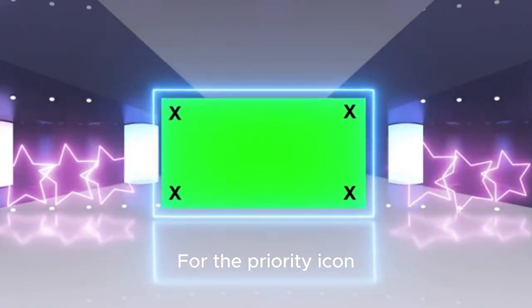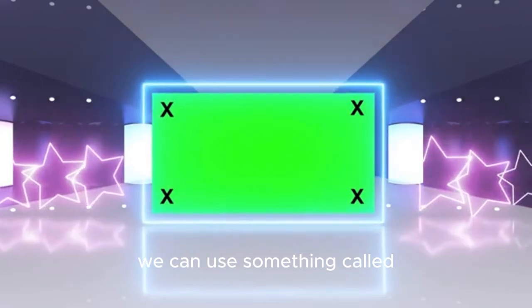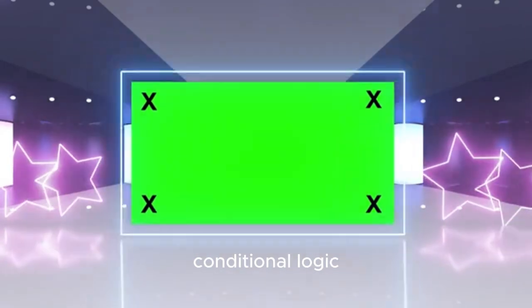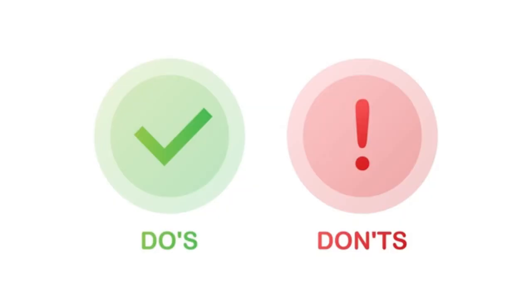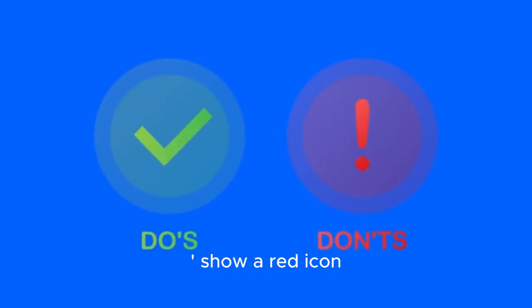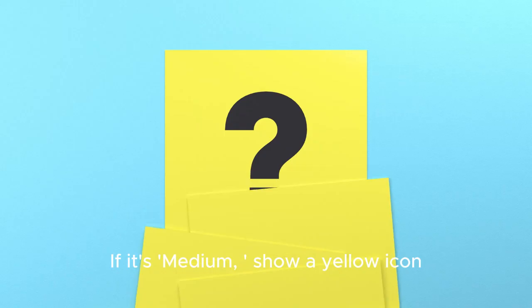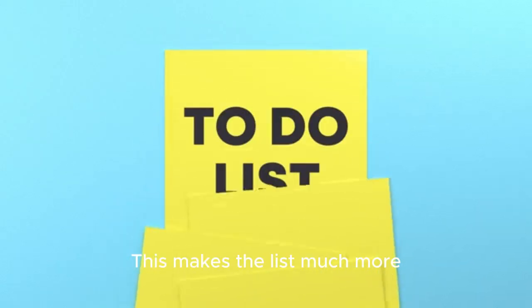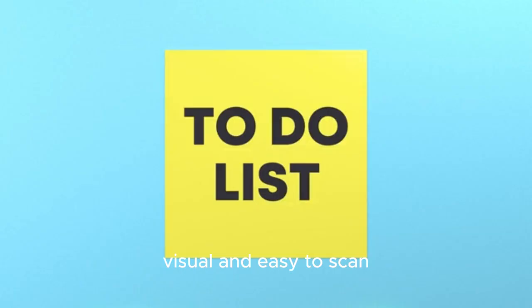For the priority icon, we can use something called conditional logic. We'll tell the app if this task's priority is high, show a red icon. If it's medium, show a yellow icon. This makes the list much more visual and easy to scan.